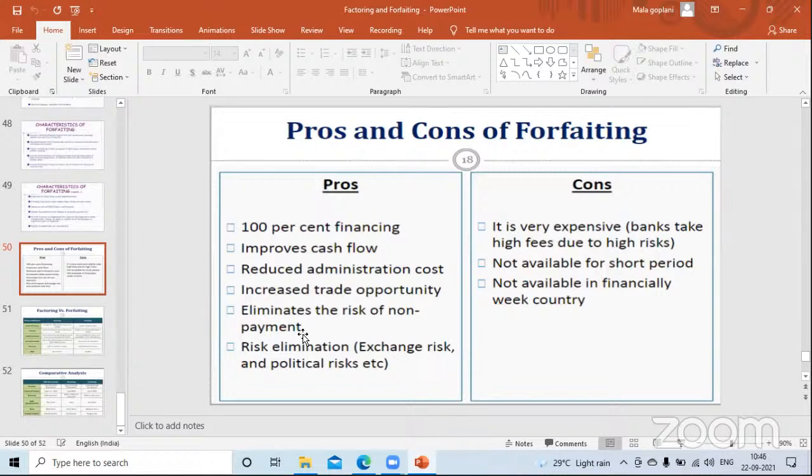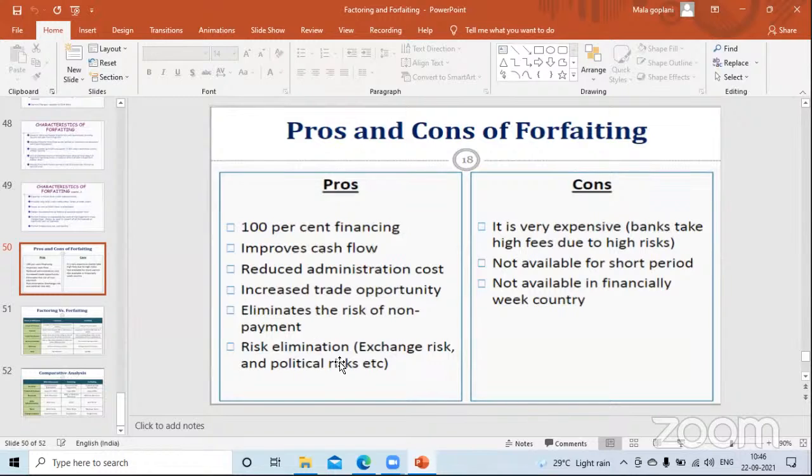It eliminates the risk of non-payment. Now I am free. If bad debts occur, they will occur to the forfeiter. I have received my amount. If there are going to be any bad debts in the future, then the forfeiter is responsible. I am not going to take any risk. I am free from that risk. So that is my benefit.